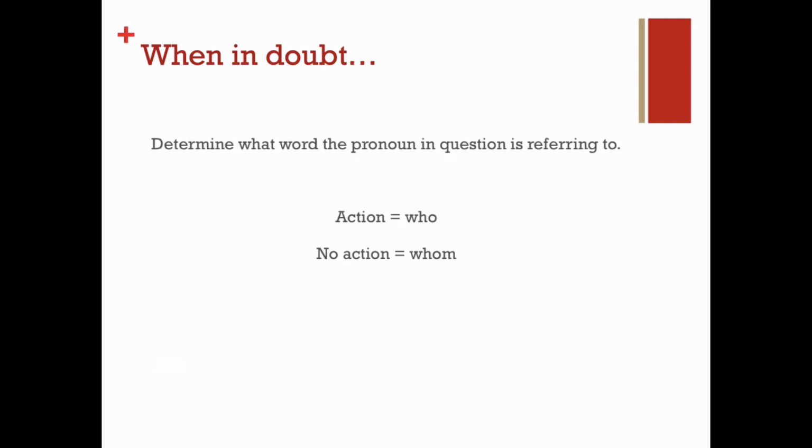So, whenever you are in doubt, you should determine what the pronoun in question is referring to. So if you are referring to your subject in any way, or any sort of a word that is receiving the verb, then you're always going to use who. So here I've written action equals who. If it receives the action or the verb, you're going to use who. If it gets no action whatsoever, then you're going to use the word whom as far as which pronoun is the one that you use.